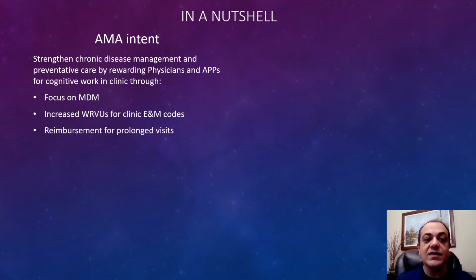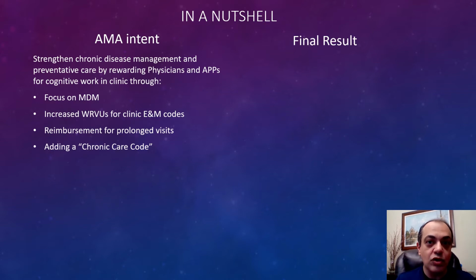Number three is the reimbursement for prolonged visit. As you know, in the setting of primary care and chronic care management, a lot of times the visits take longer, and so they wanted a way to reward physicians and APPs for doing that work. And finally, they wanted to add a chronic care code, which is also called a primary care code, but that chronic care code was supposed again to reward physicians and APPs for taking care of a sick population.